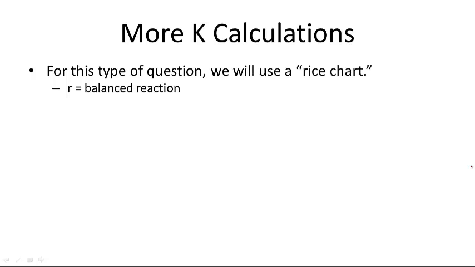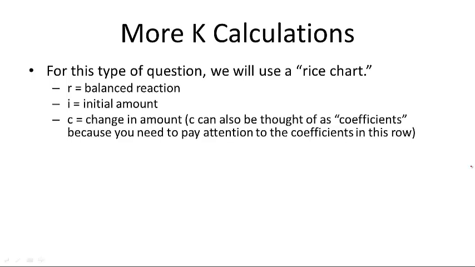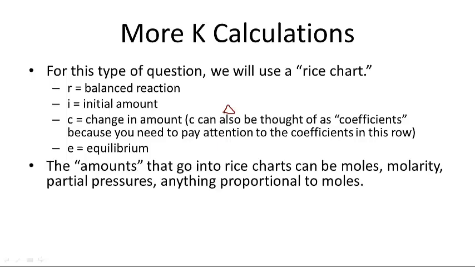So R is your balanced chemical reaction. You need the balanced chemical reaction for the coefficients. I is your initial amount. C is your change. So you can also think of it as coefficients. Think of this as your delta also, because you need to pay attention to the coefficients when you do this part. And E is at equilibrium. So the amounts can be moles, molarity, partial pressures, anything that's proportional to moles.